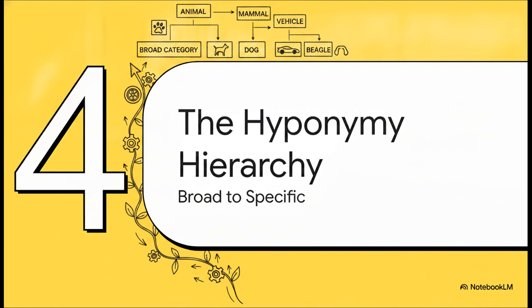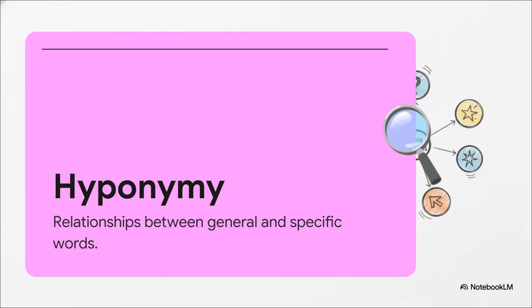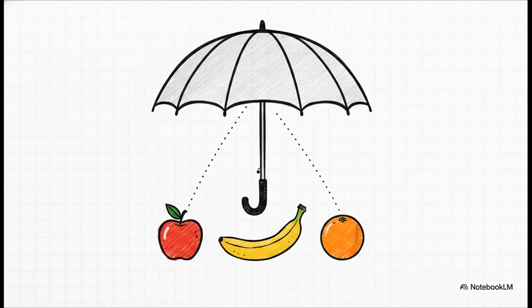All right, section 4, the hyponymy hierarchy, where we go from broad categories to specifics. Hyponymy is basically the structural relationship between general, broad words and the very specific words that neatly belong to them. It's the way our language naturally organizes itself into umbrella terms, and then the specific members that fit underneath that umbrella. Think of it literally like an umbrella.